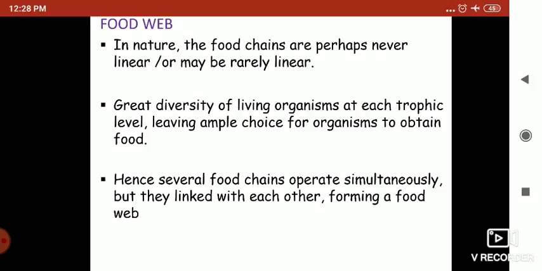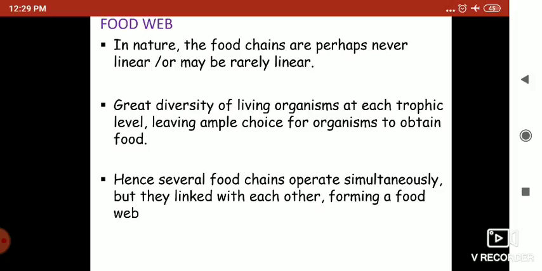Now you know that food chains cannot exclusively explain the energy flow and matter flow in ecosystems. It is the food webs that explain this. Why do food webs come into being? Why do food webs form in natural ecosystems? Let me tell you one thing: food webs form because you have a diversity of organisms at each trophic level. Let me explain this to you like this.